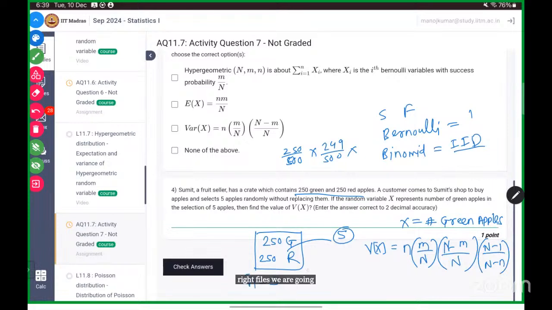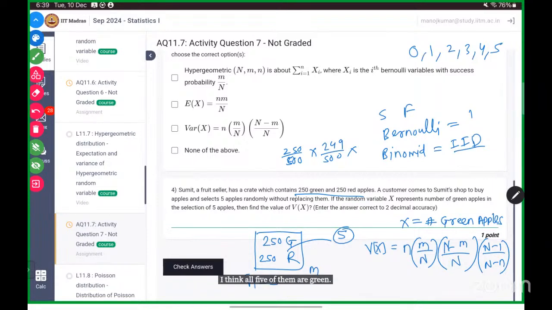What is going to be m? I think it's the green apples. Yes, the number of green apples. So it could be 0, 1, 2, 3, 4, or 5, right? All five of them are green.